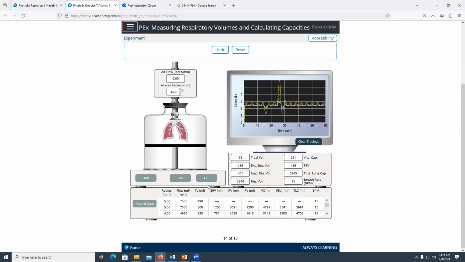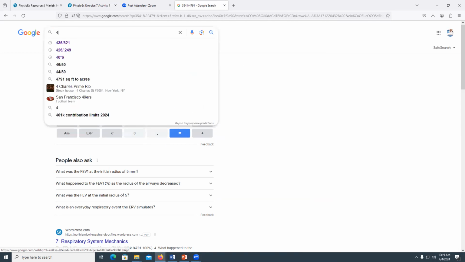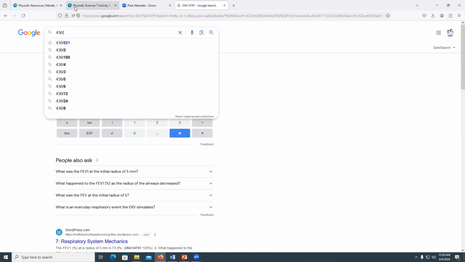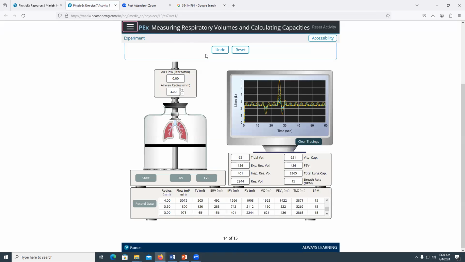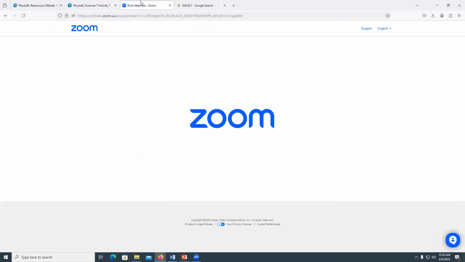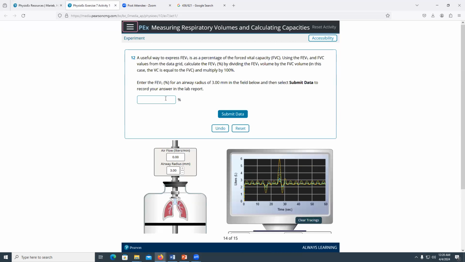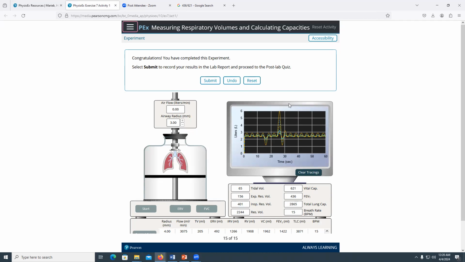Now let's do it for 3. We're going to compare the 2 spectrums, 3 and 5. FEV1 is 436, vital capacity 621. Let's divide 436 by 621, multiply by 100. That comes out to 70%. Severe drop. So the more drop, the worse it is. So that comes out to 70%. Submit data. Okay, congratulations, you completed the experiment.